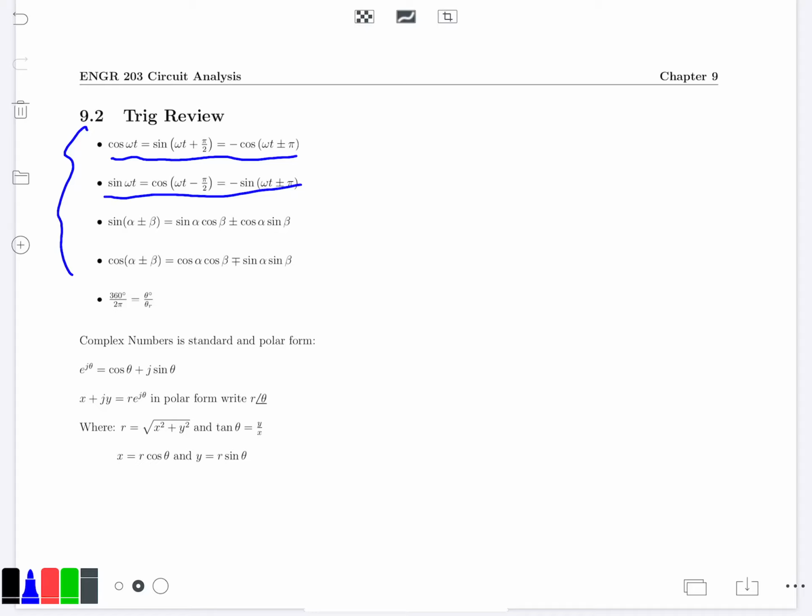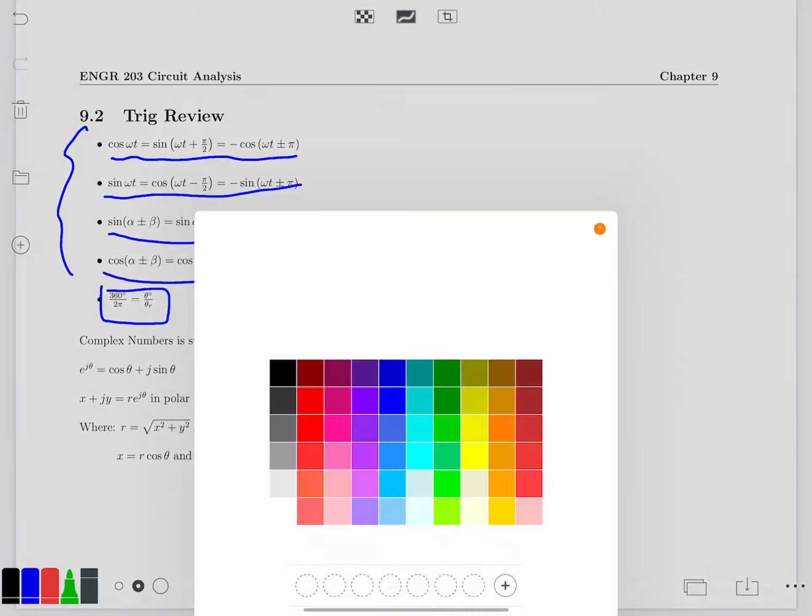It's going to turn out that we're actually going to base everything on cosine in this class for all of our phasor stuff, which I'll explain a little bit later. The next two are what happens if you're adding or subtracting angles inside a sine or a cosine. Again, we won't use those very often, but oh well. This one right here is how you convert angles between radians and degrees. Again, it's one of those things that people probably should know from the past.